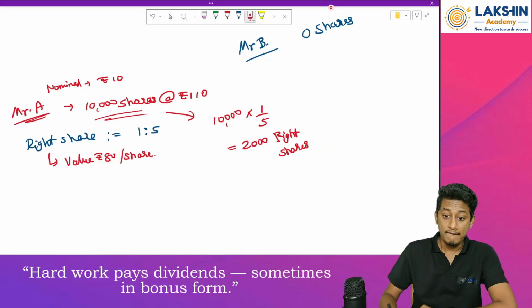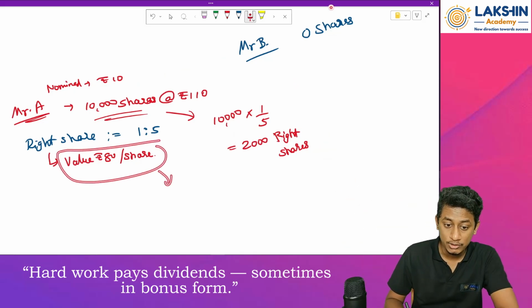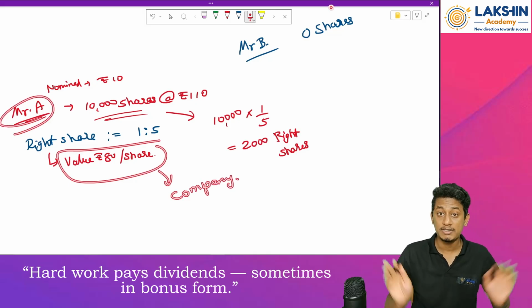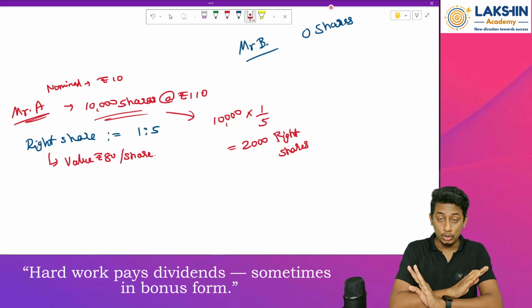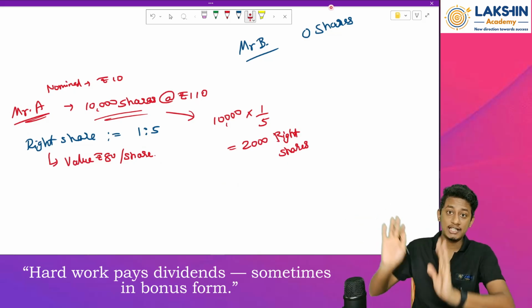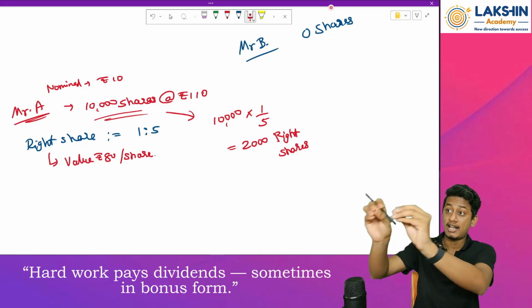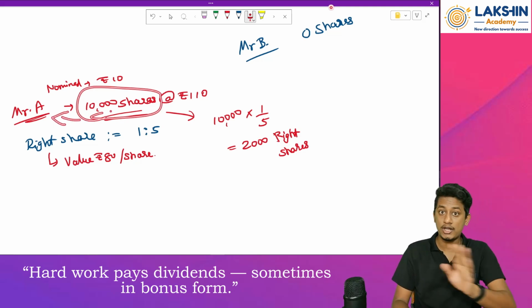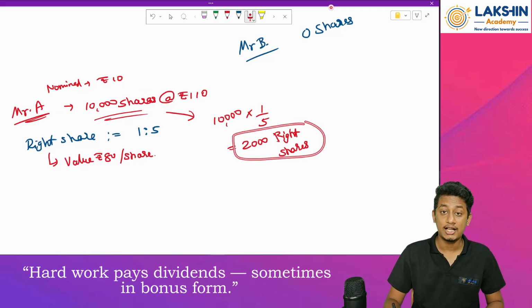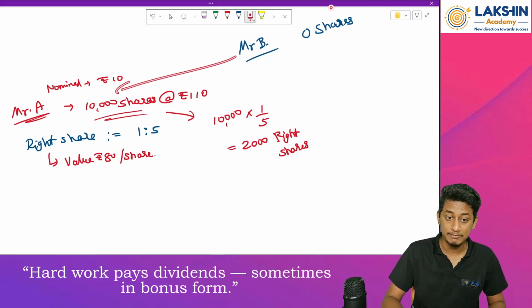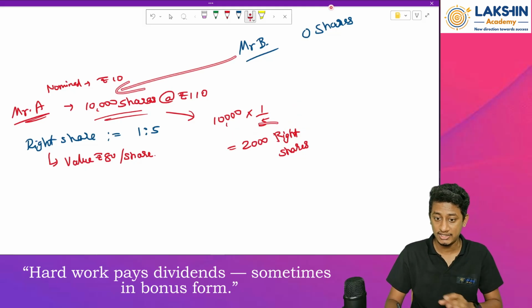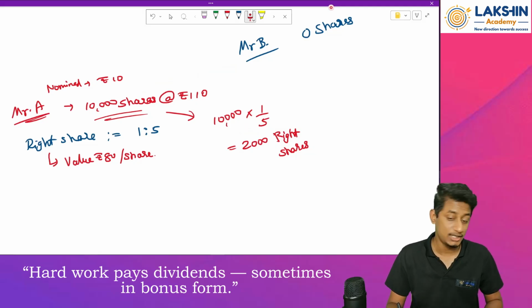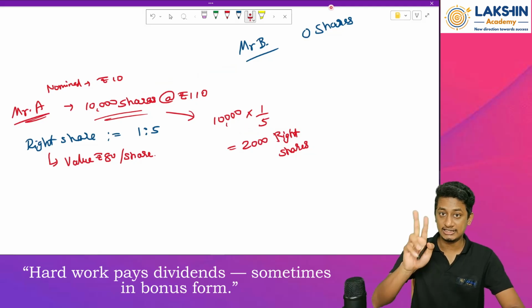Mr. B will pay this to whom? To the company. Not to Mr. A, because Mr. A does not want the shares. He's telling you, take away the rights. Whatever rights I had, I am giving the rights to you. That's it. The share will remain with Mr. A. This share won't go anywhere. Only he is giving up these rights shares to Mr. B, and in favor of that, he is getting some money from Mr. B. Clear? Okay. This is the second option he had.